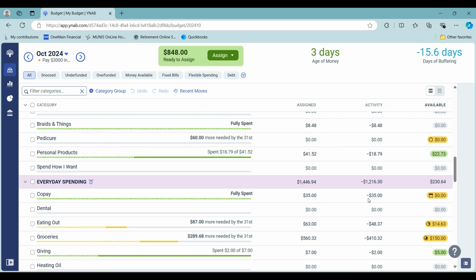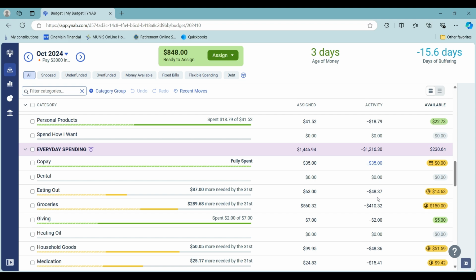So copay, I did pay that $35 to the copay that comes in every 2 weeks. The dental, I don't have anything to pay there. Eating out, I still have $14.63. Groceries, I still have $150, which I am going grocery shopping after I take my son to the orthodontist today. So this money will be gone before the end of the day.